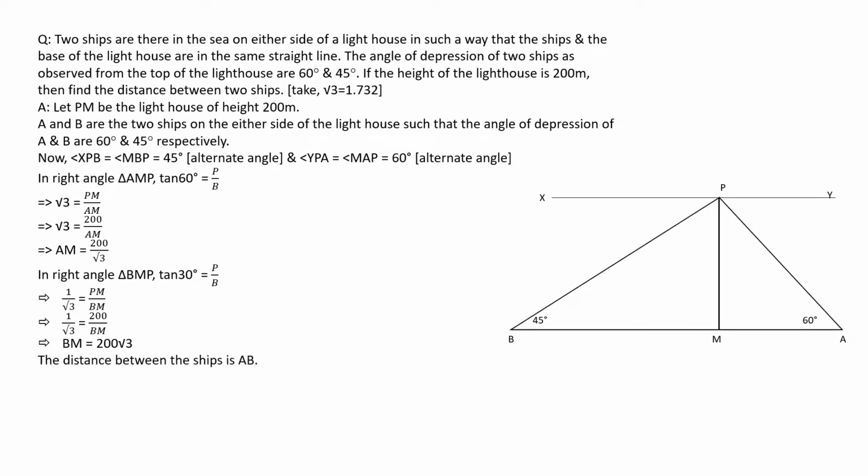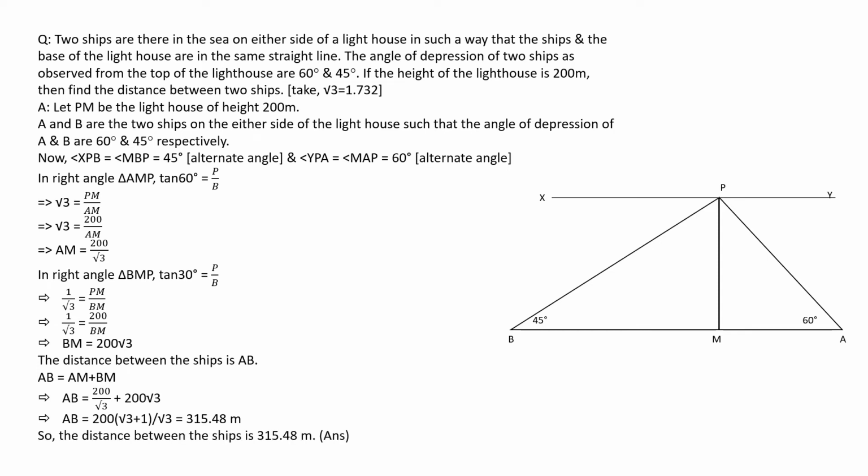So the distance between the two ships AB is nothing but AM plus BM. So putting the values from above, we get AB equals 200 by root 3 plus 200, or taking 200 common, it is 200 into root 3 plus 1 whole divided by root 3, which is nothing but 315.48 meter. Hence, the distance between the two ships is 315.48 meter, which is the answer.